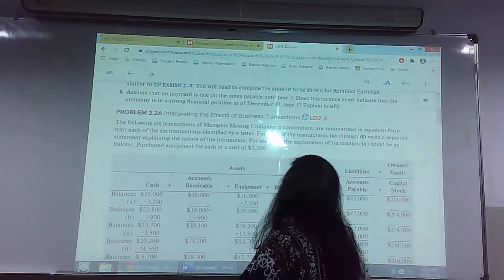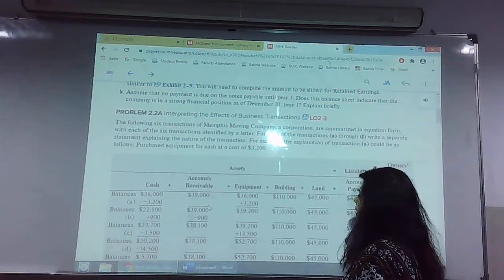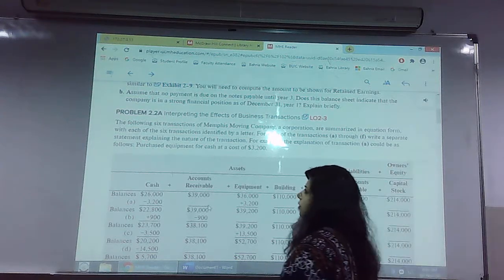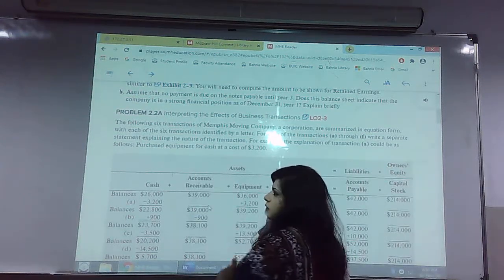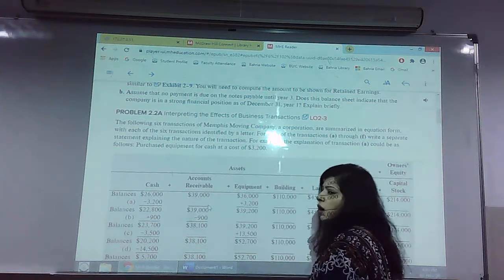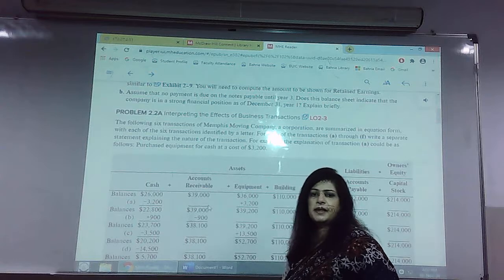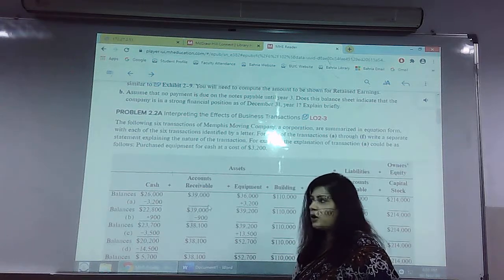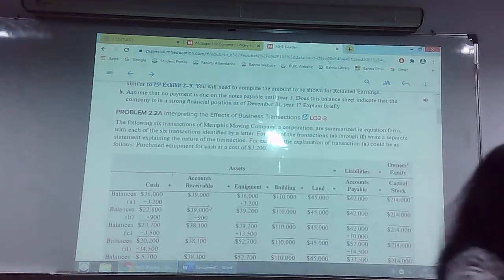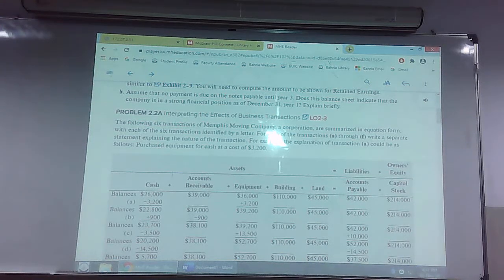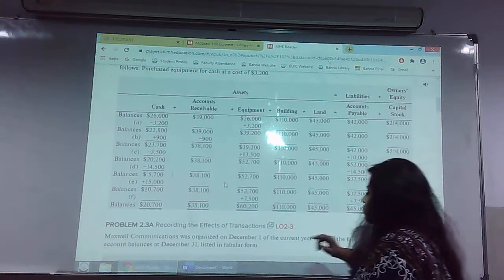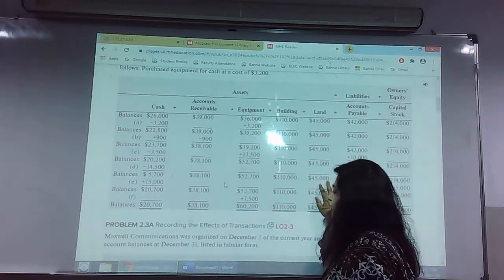So if, for instance, you have part A, the explanation is given as follows. You have purchased equipment for cash at a cost of 3,200. Now how do you know that you have purchased equipment? Because there's a minus sign here. Let me adjust this a bit. Okay, so now you have to see the recording effects of this.